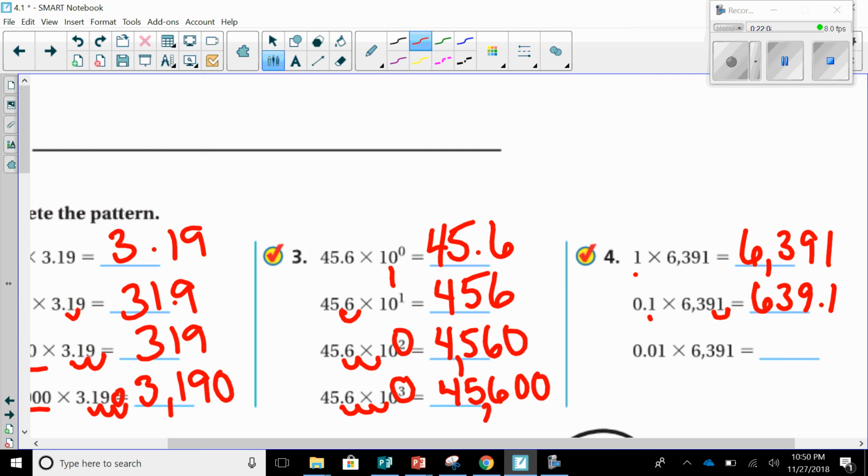So that's 639.1. Okay. Then I am going to multiply by 100. I have 2 places here after the decimal point, which means I'm going to move it over 2 places. So 63.91. Okay. I hope this all makes sense.